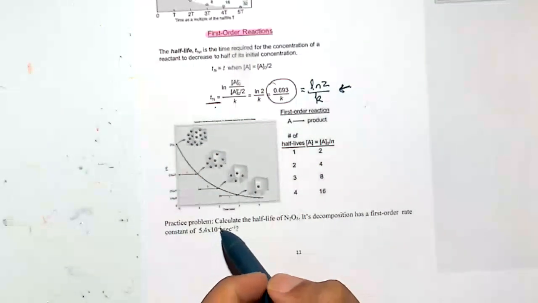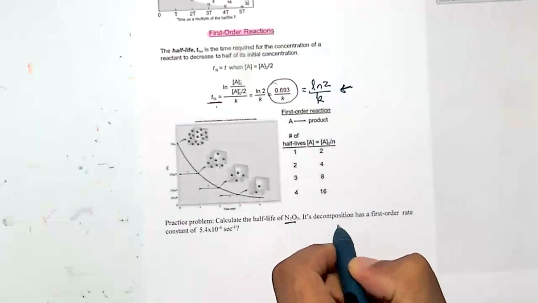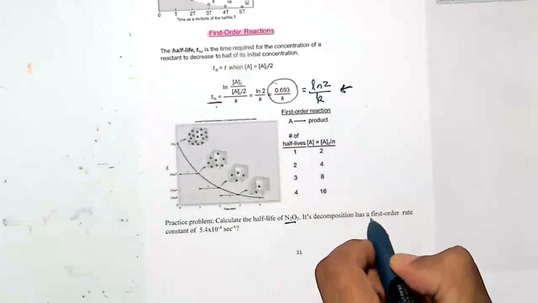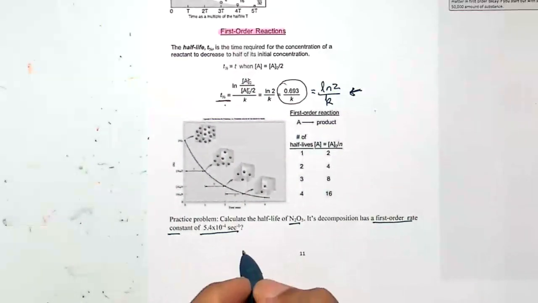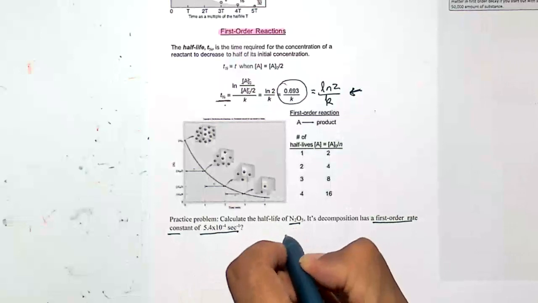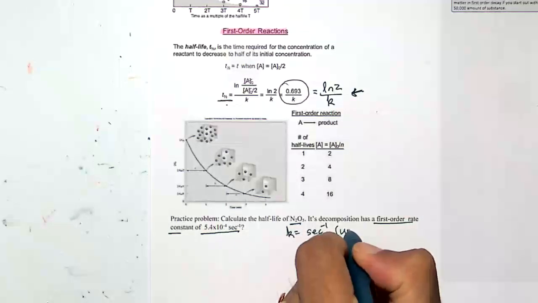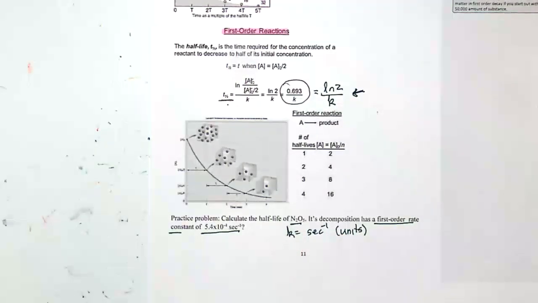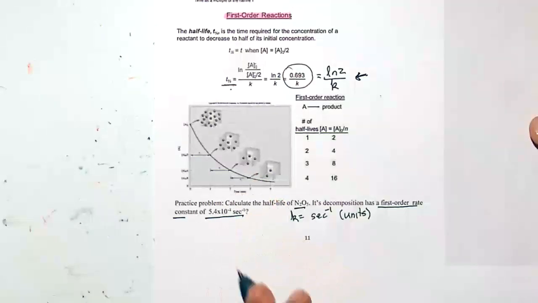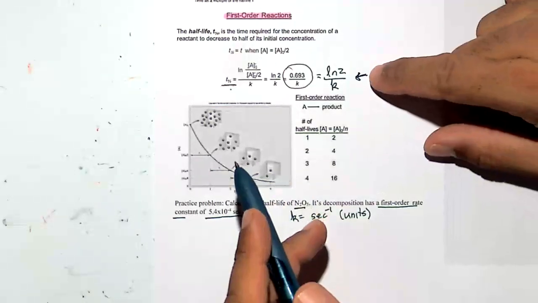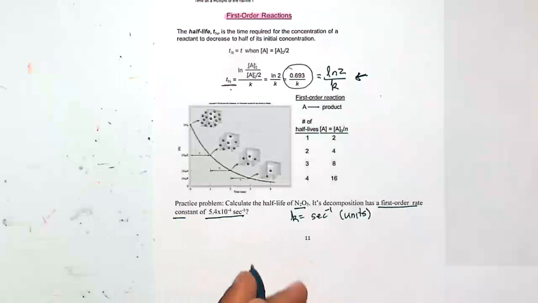Let's do a practice problem here. Calculate the half-life of N2O5. Its decomposition has a first order rate constant of 5.4 times 10 to the minus 4 inverse seconds. So inverse seconds; our units for lowercase k rate constant are going to be different. This is just plug and play, and you have the sheet that you can take to the exam.